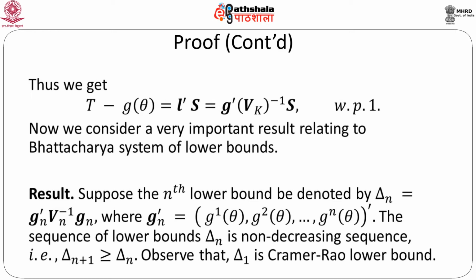Thus, we get T minus g theta equals L prime S, which is equal to g prime Vk inverse S with probability 1. Now, we consider a very important result relating to the Bhattacharya system of lower bounds. Suppose the nth lower bound is denoted by capital delta n, which is equal to gn prime into Vn inverse into gn, where gn prime is a row vector whose elements are g upper 1 theta, g upper 2 theta up to g upper n theta. The sequence of lower bounds delta n is a non-decreasing sequence, that is delta n plus 1 is greater than or equal to delta n. Observe that delta 1 is the Cramer-Rao lower bound.